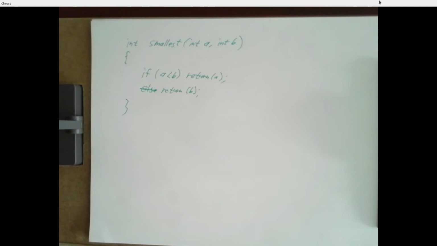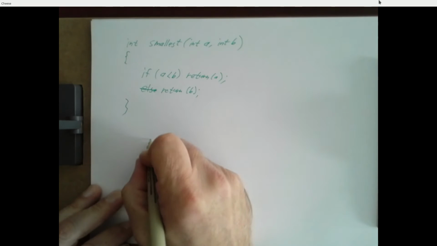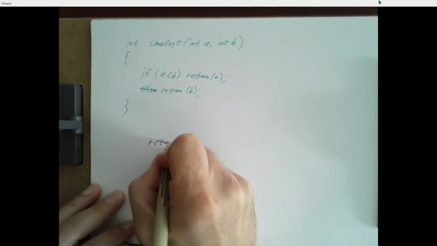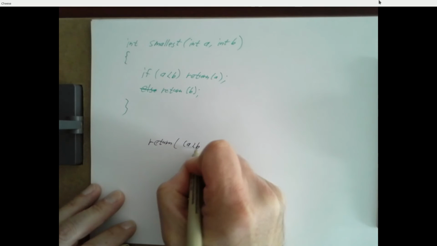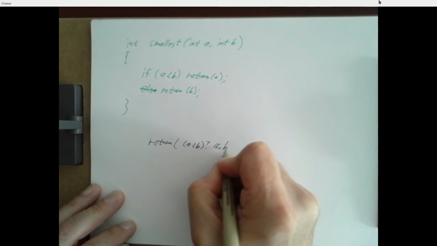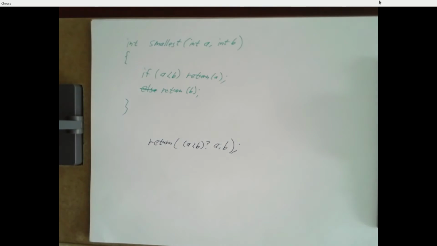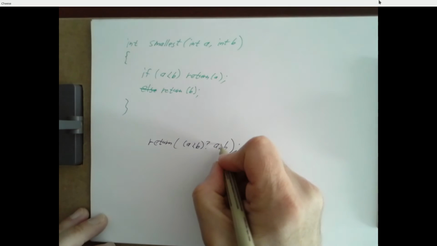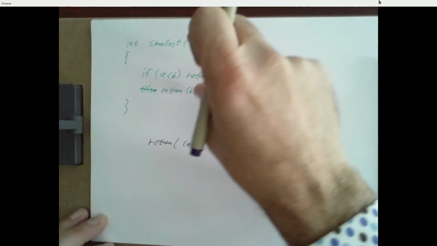And if you're someone who likes doing things in one line, you could really just say return A less than B, question mark, A colon B. There's the one-line version using a ternary operator. So if A is less than B, it returns A, otherwise it returns B. But that really just kind of expands to that.